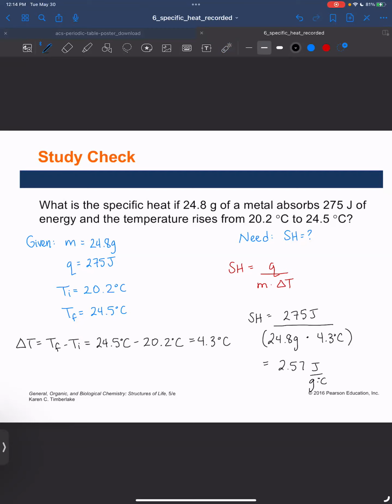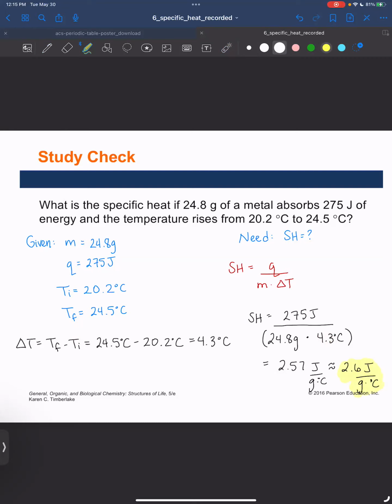And now this is all multiplication and division. So remember, report the final answer to the least number of significant figures. So in this case that is 2 significant figures, so the final answer would be 2.6 joules per gram degrees Celsius. No units cancel out. Those are the units for specific heat. And so I'm going to go ahead and highlight our final answer. There we go.